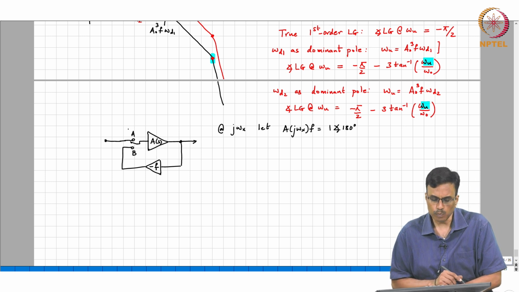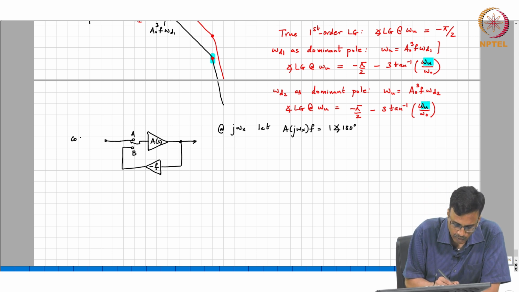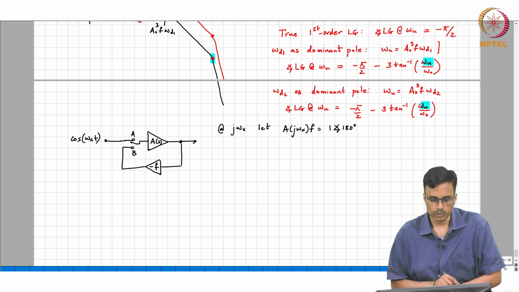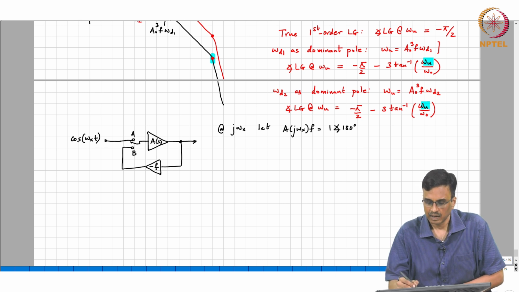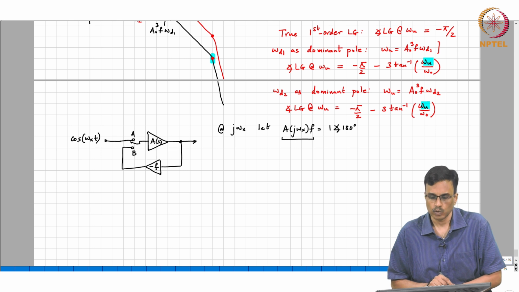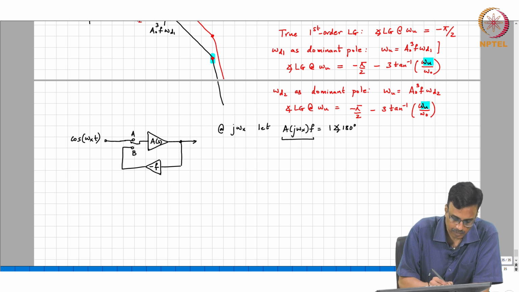Is there a feedback loop or no? There is no feedback loop. So now let us say I put cos omega x times t. What is so special about omega x? At this frequency, the loop gain is 1 angle 180. So, A times f at this frequency is 1 angle 180. So, what is the signal that comes here?